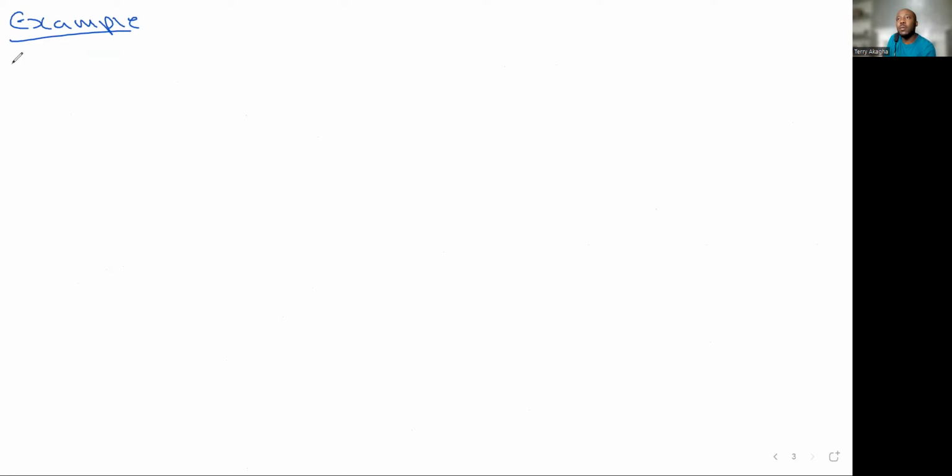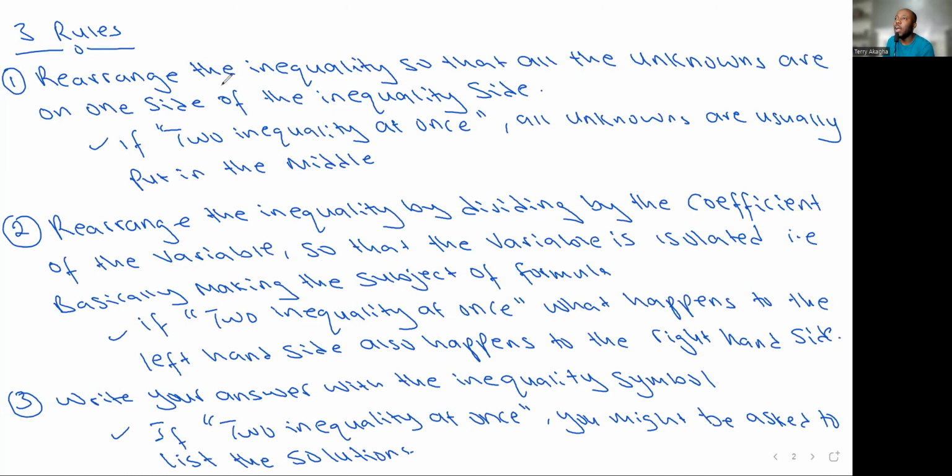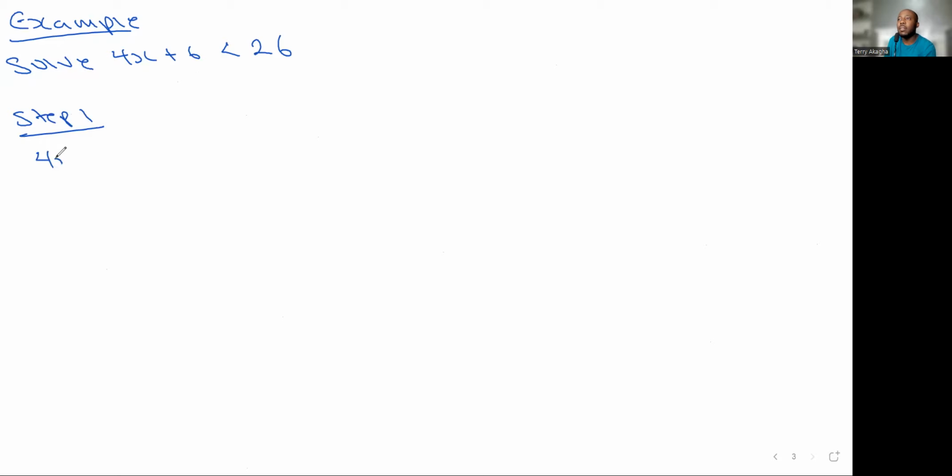Number one, we're told to solve 4x plus 6 is less than 26. Step one: you have to rearrange the inequality so that all the unknowns are on one side of the inequality sign. So we have 4x plus 6 less than 26. I'll take 6 to the other side. Remember I said when it's crossing, the sign will change, but the direction will not change. It will be 26 minus 6, and 4x is going to be less than 20.